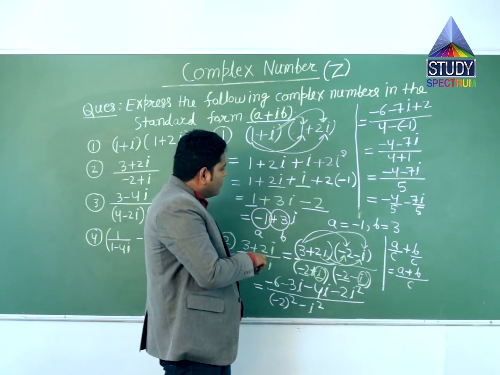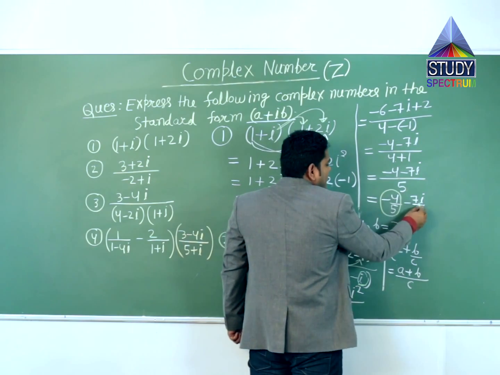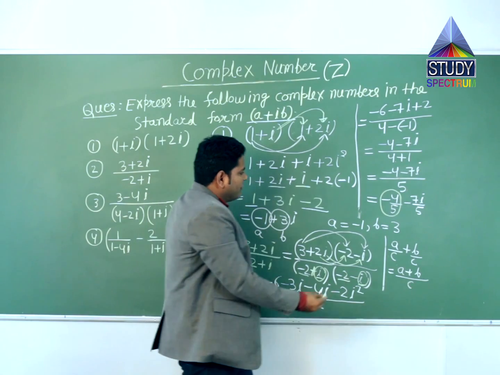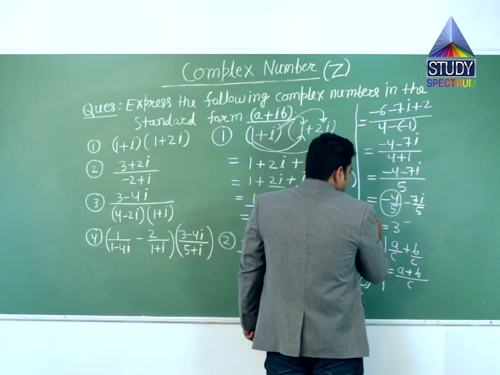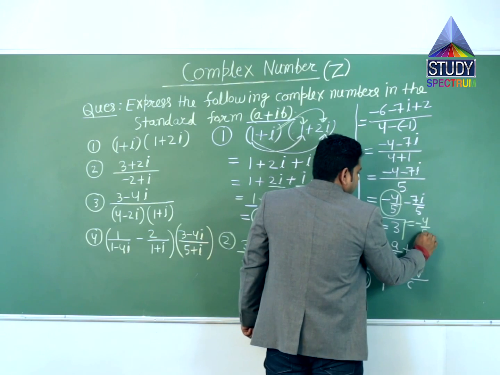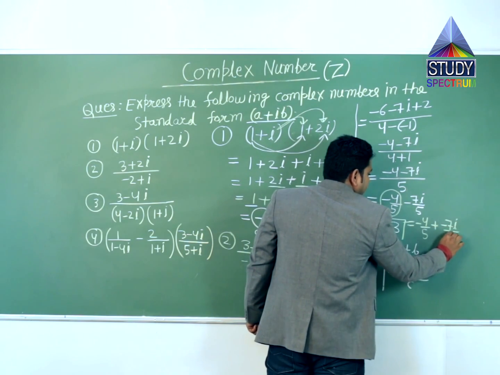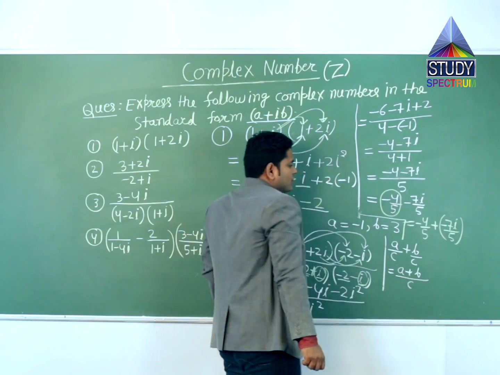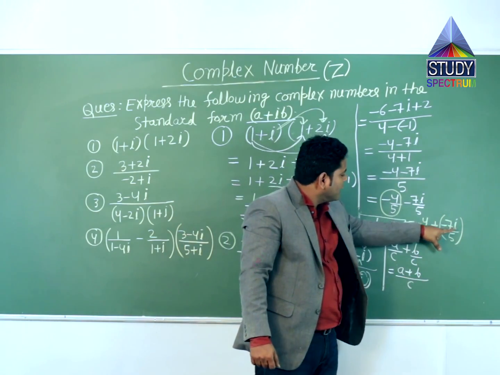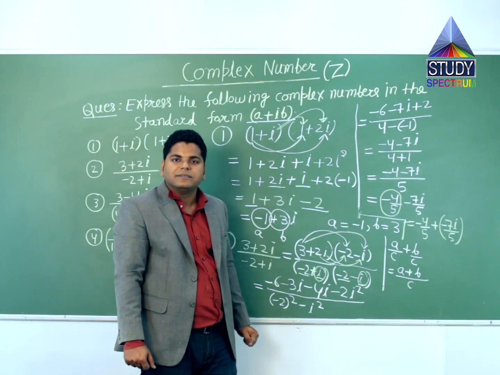So if you observe, at the place of a we have minus 4 by 5, and at the place of b we have minus 7 by 5. So we can write this as minus 4 by 5 plus minus 7i by 5. So at the place of a we have minus 4 by 5, and at the place of b we have minus 7 by 5. Okay.